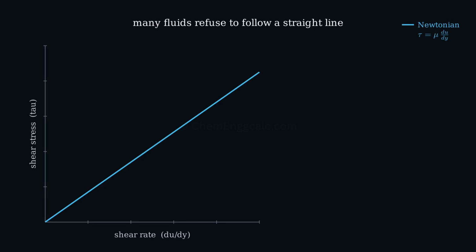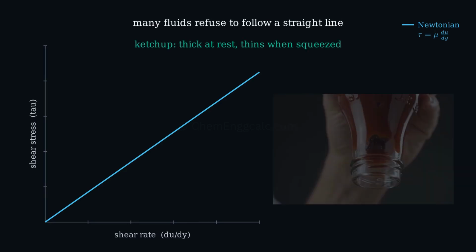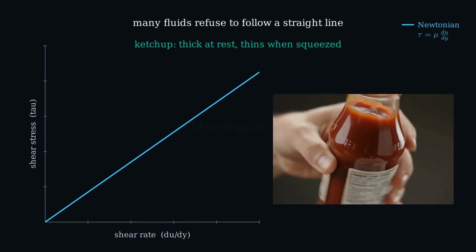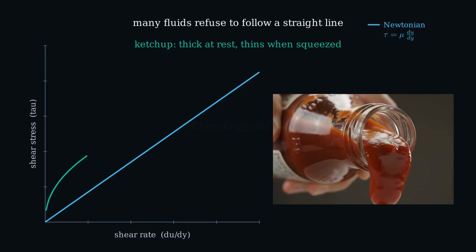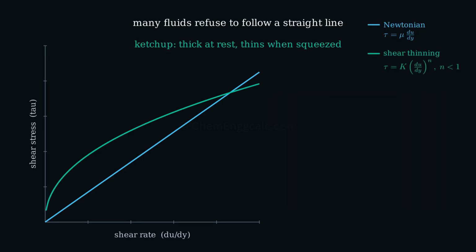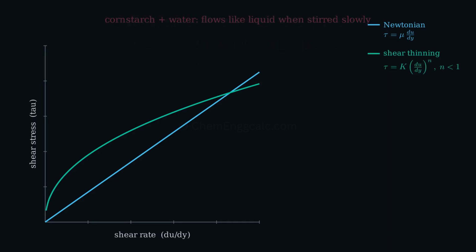Many everyday fluids refuse to follow a straight line. Ketchup barely flows at rest, but squeeze it and it thins out. This is shear thinning. The curve bends downward, flattening as shear rate rises. Paint and blood behave the same way.